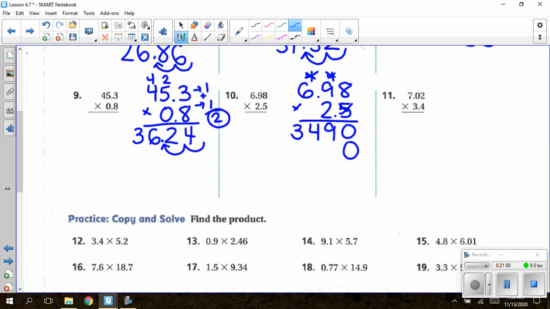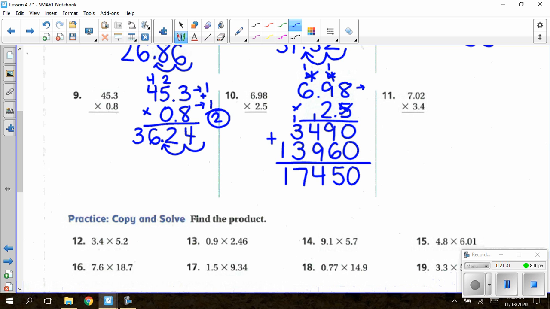Drop a 0. 2 times 8 is 16. 2 times 9 is 18, plus 1 is 19. 2 times 6 is 12, plus 1 is 13. Add these together. 0 plus 0 is 0. 9 plus 6 is 15. 9 plus 1 is 10, plus 1 is 14. 3 plus 3 is 6, plus 1 is 7. And then drop down the 1.